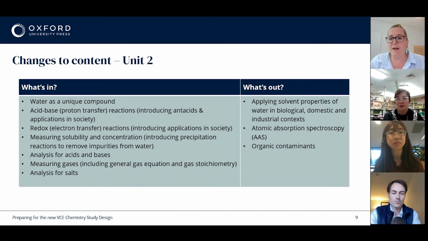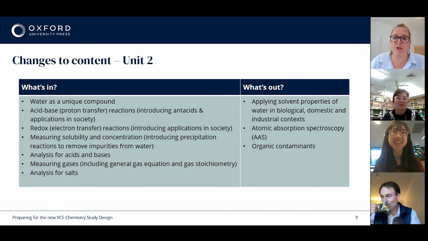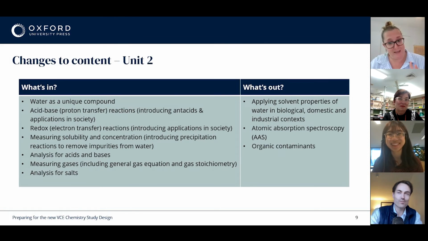What's out is applying solvent properties for biological, domestic and industrial contexts. AAS is out, which I was completely devastated about. And I know most of you won't be with me on that one, but organic contaminants is out, which we might not be so devastated about, but it's gone.